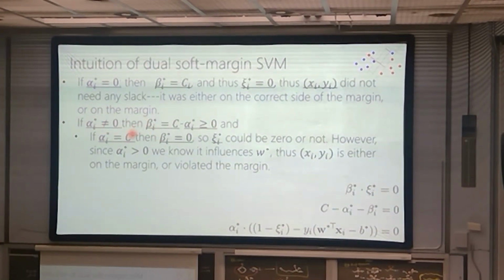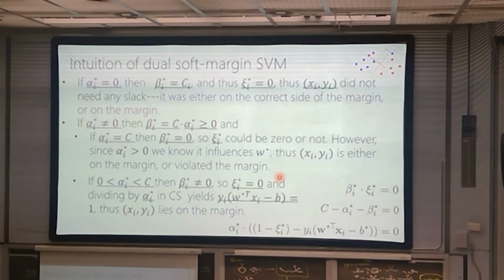And now within that, there's a subcase. Let's consider when alpha I is equal to C. So not only is it not 0, but it actually specifically has the value C. So in that case, C minus C is 0, and beta is equal to 0. So we know over here now that beta is equal to 0. And so what that means is epsilon is basically free. It could be 0 or it could be non-zero. However, since we know that alpha was non-zero, because that's one of the assumptions in this clause, we know that it does influence W. And so it has to either be on the margin or it has to violate the margin.